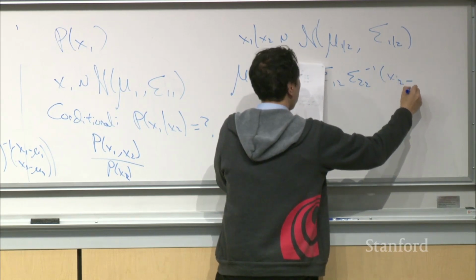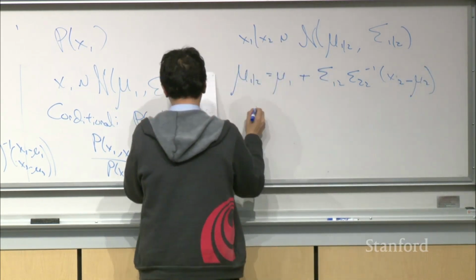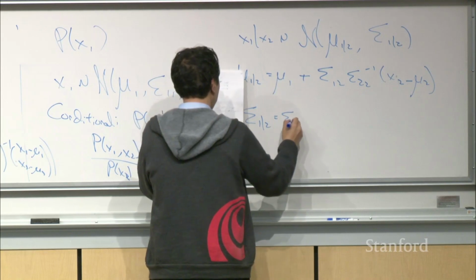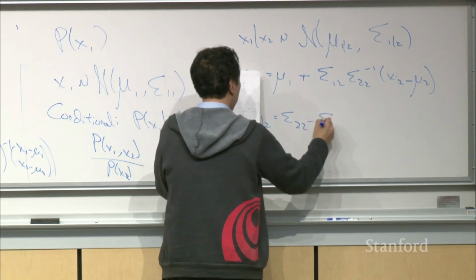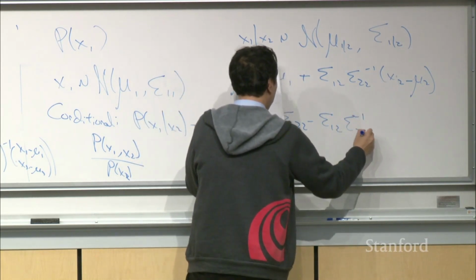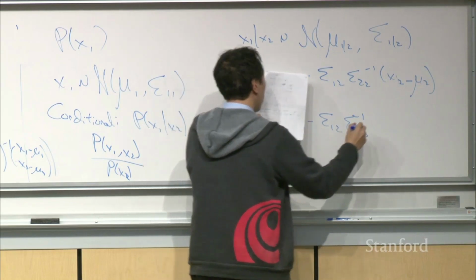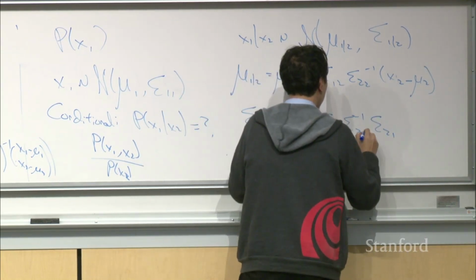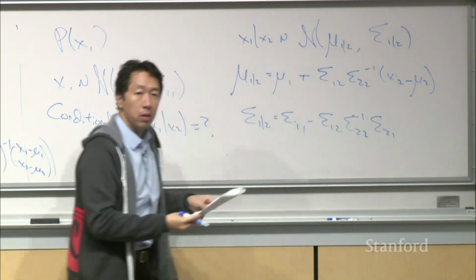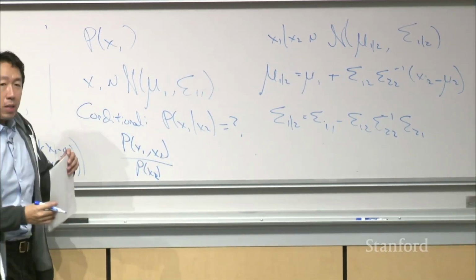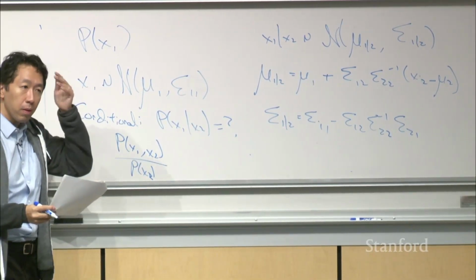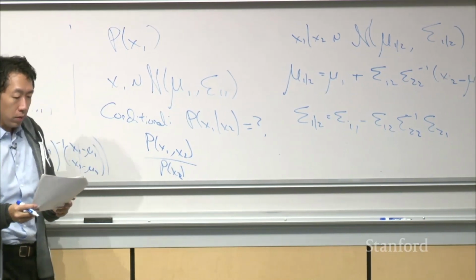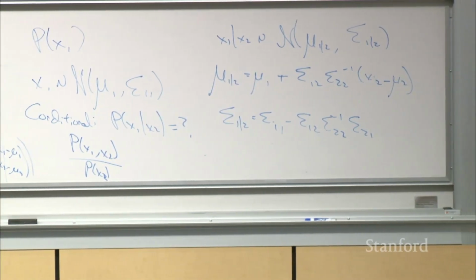X2 minus mu 2, sigma 2,2. So that's how you compute marginals and conditionals of a Gaussian distribution.